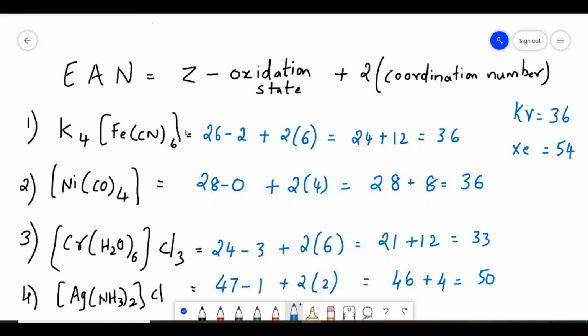In the objectives, they will give the complex and ask you to find the effective atomic number. That's all. For this you have to know the atomic number of the central metal, you must know how to find the oxidation state, and you must know what is meant by coordination number. So you can just count the number of ligands. All the monodentates, take it as 6 into 1, 6 ligands. Suppose there is a bidentate ligand, you have to take the bidentate ligand as into 2. Suppose there are 3 bidentate ligands, the coordination number will be equal to 6. So this is how we calculate effective atomic number.